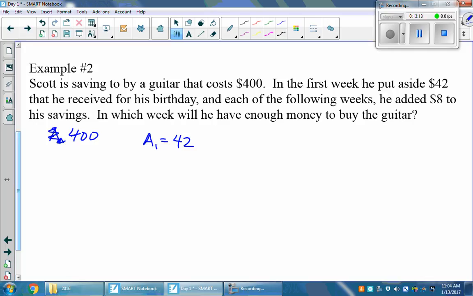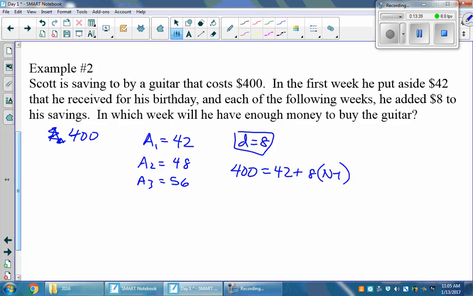For each of the weeks following, he adds $8 in savings. So I'm going to add $8. So A of 2, right? So he has 50. A of 3 is 58. I can keep doing that. I don't want to do that until I get to 400. So let's try it. So I'm going to set it equal to 400. So 42 plus 8 times n minus 1. I'm going to solve for n. It'll tell me how many weeks. So first thing I'm going to do is distribute that 8. 8n minus 8. Let's say 42 and negative 8.